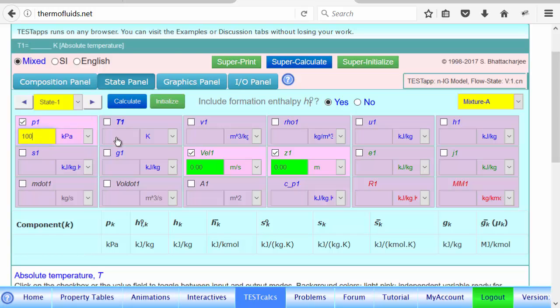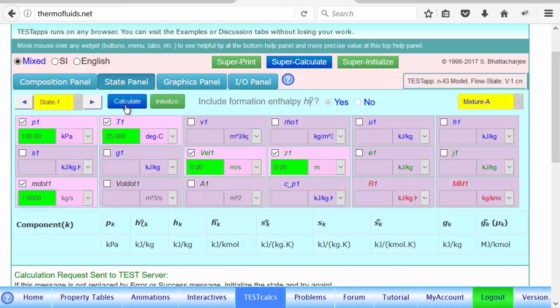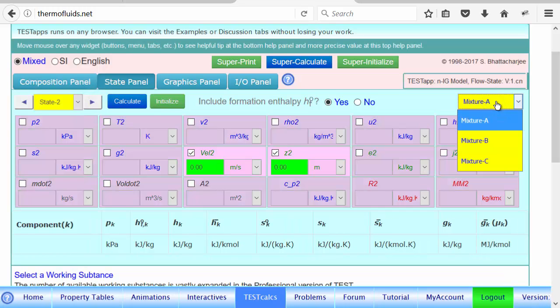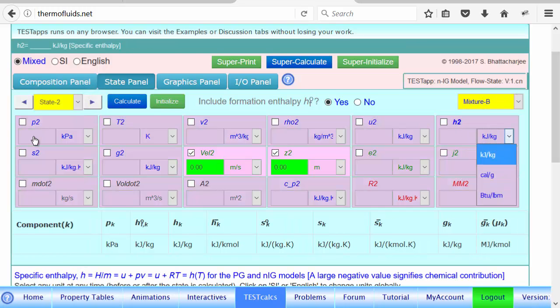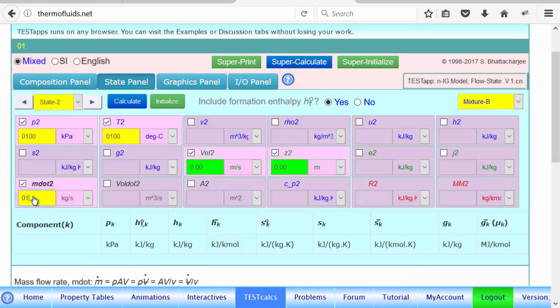Okay, so now that the mixture is composed, we go to the state panel. What is coming at state 1, mixture A, which means carbon dioxide, is coming at 25 degrees Celsius and a mass flow rate of 1 kg per second. Notice that we don't worry about mass fraction anymore, because mixture A already means there is a pure CO2 flowing. So for state 2, we'll choose mixture B, which is hydrogen coming in at 100 kPa and 100 degrees Celsius, if you recall the problem, at 1 kg per second.